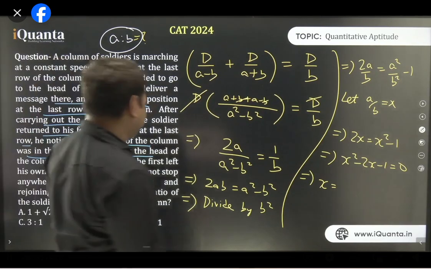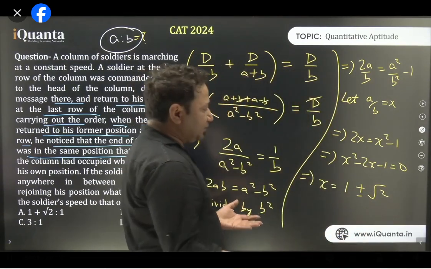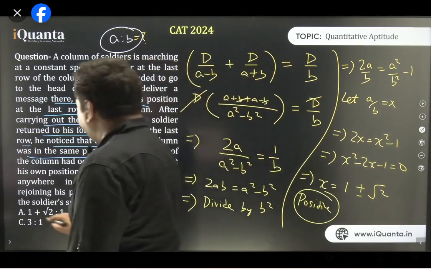Right. So the value of X is 1 plus or minus root 2. By the way, negative is not possible. So we will eliminate negative. We'll take the positive only. We got X as 1 plus root 2. So A is the correct answer.